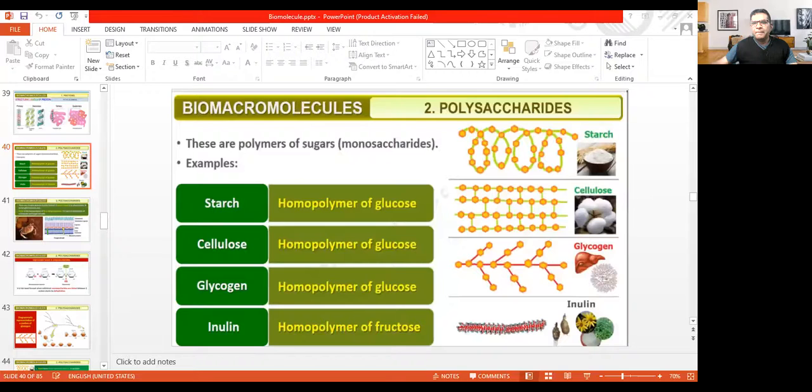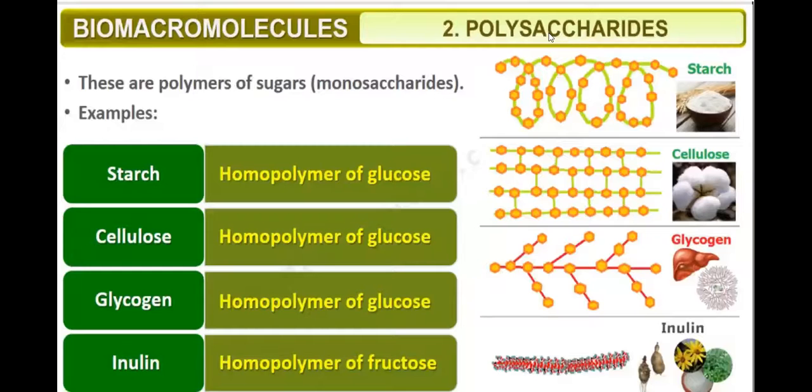The biomacromolecule, that is polysaccharide. So what is polysaccharide? These are the polymers of sugar. Sugar means saccharide. Saccharide means sugar. So they are the polymers of sugar.